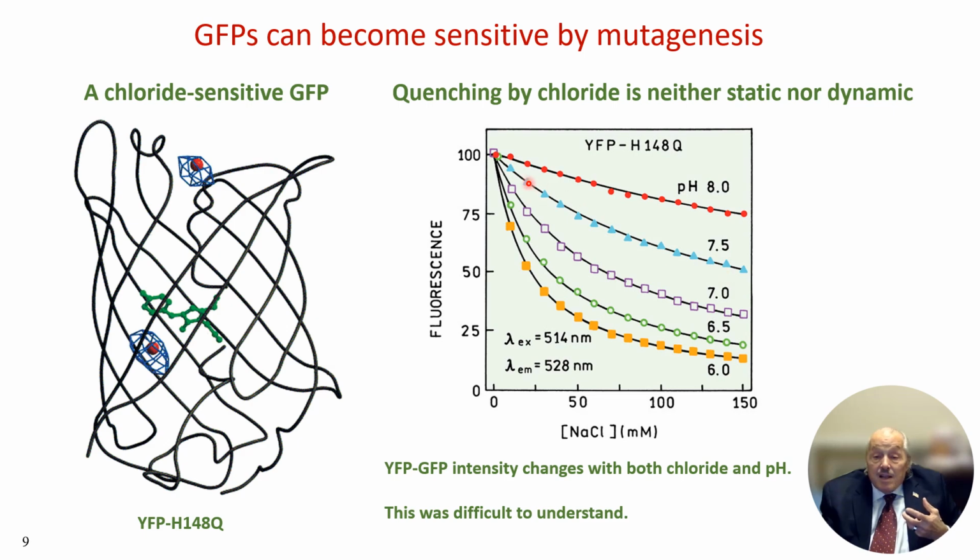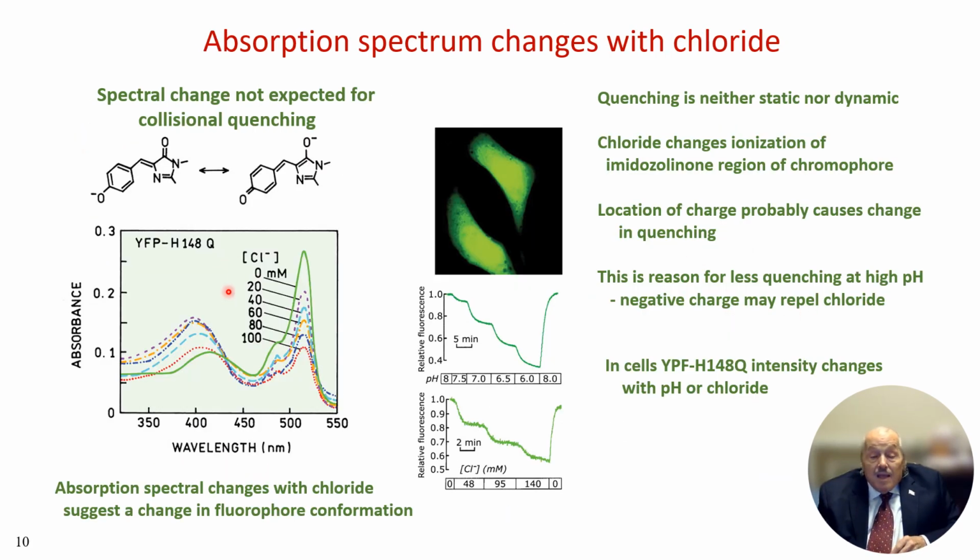We can imagine that if it's sensitive to chloride, it would be quenched by increasing amounts of chloride. We didn't have a good reason for why it should be quenched more at a lower pH value. So the authors figured this out, and it's a pretty interesting explanation. It turned out, well, as I said many times previously, static quenching is expected to change the absorption spectra of the fluorophore.